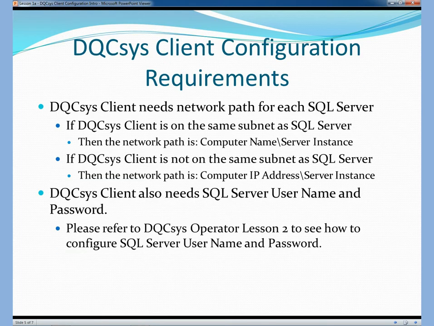DQCsys Client Configuration Requirements. DQCsys Client needs a network path for each SQL server. If DQCsys Client is on the same subnet as SQL Server, then the network path is computer name/server instance. If DQCsys Client is not on the same subnet as SQL Server, then the network path is computer IP address/server instance. DQCsys Client also needs SQL Server username and password. Please refer to DQCsys Operator Lesson 2 to see how to configure SQL Server username and password.